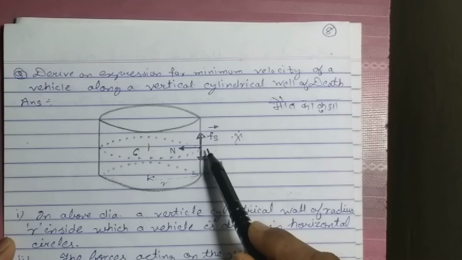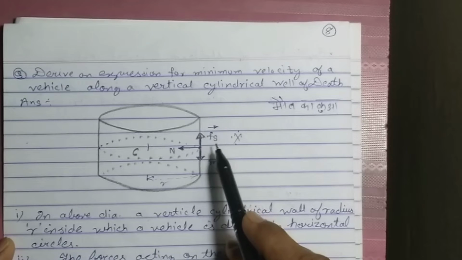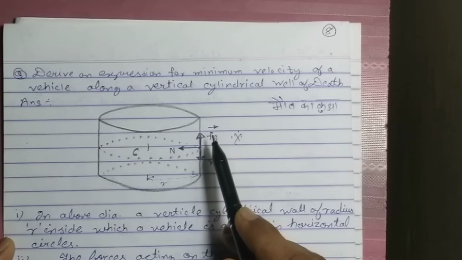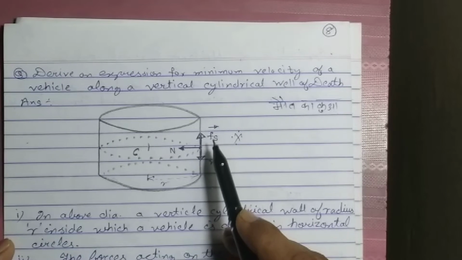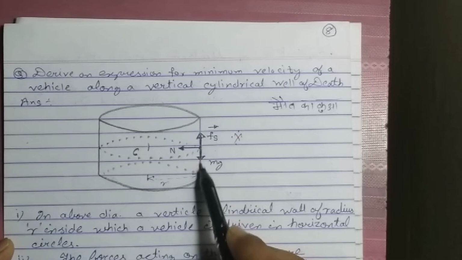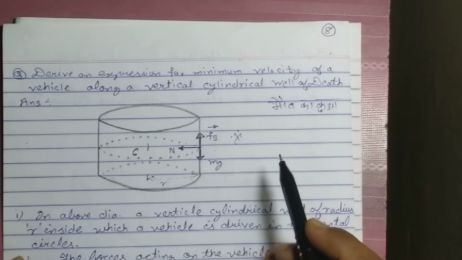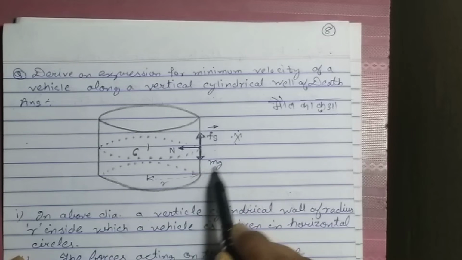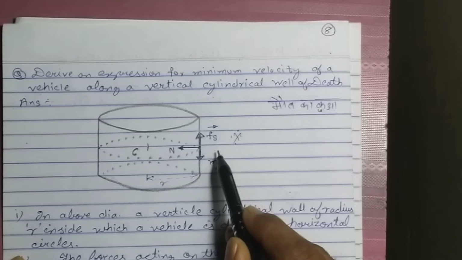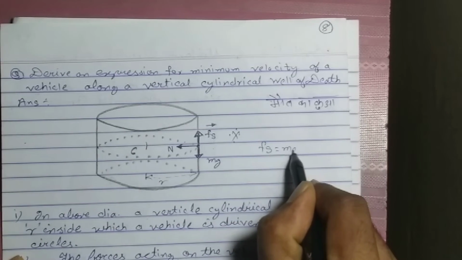You will ask, students, why this Fs is vertically upward. The frictional force avoids the slipping of the vehicle towards downward. That's why friction is in the opposite, vertical direction. And we observe that its vertical force is balanced by its own weight mg. So students, the first equation will be: Fs is balanced by its own weight, mg.